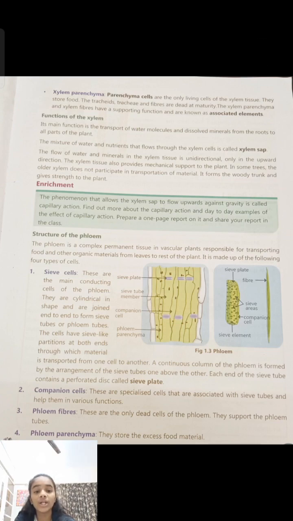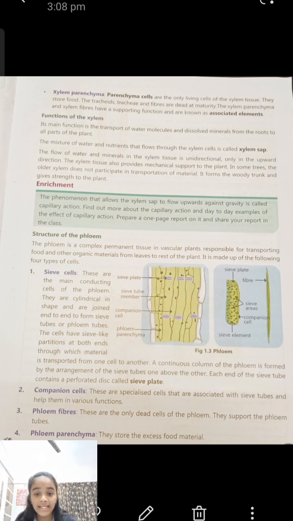Now, question number 30 is, what is sieve plate? The answer is, a continuous column of the phloem is formed by the arrangement of sieve tubes one above the other. Each end of the sieve tube contains a perforated disc called sieve plate.